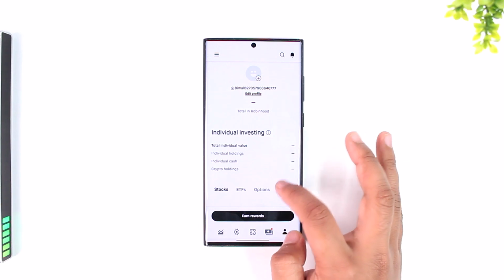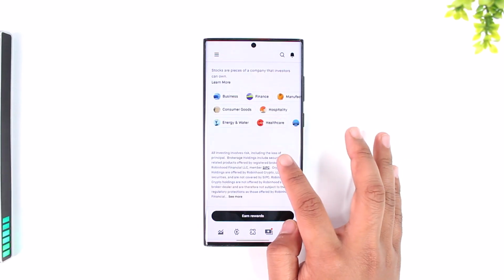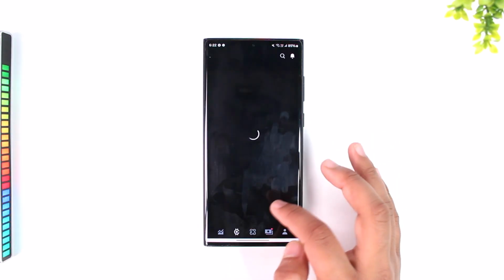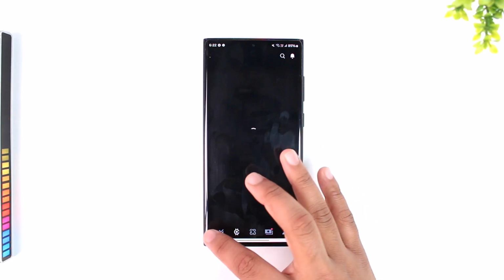If you come to your options over here, you should be able to see any type of options that you have to deposit funds to your Robinhood account. After that, you can simply buy stocks.